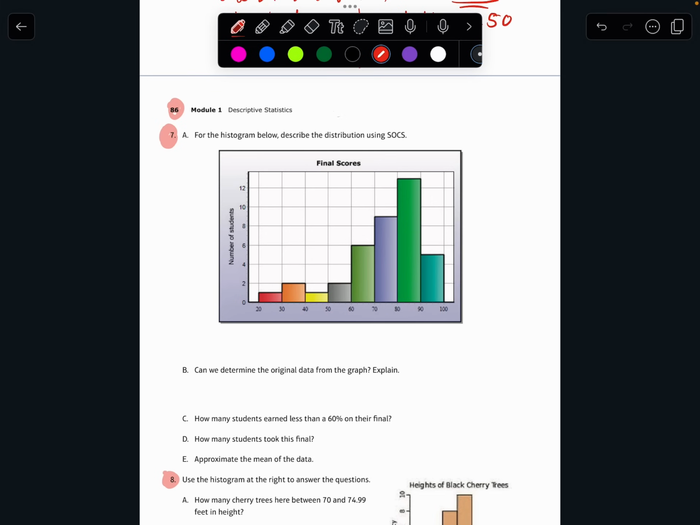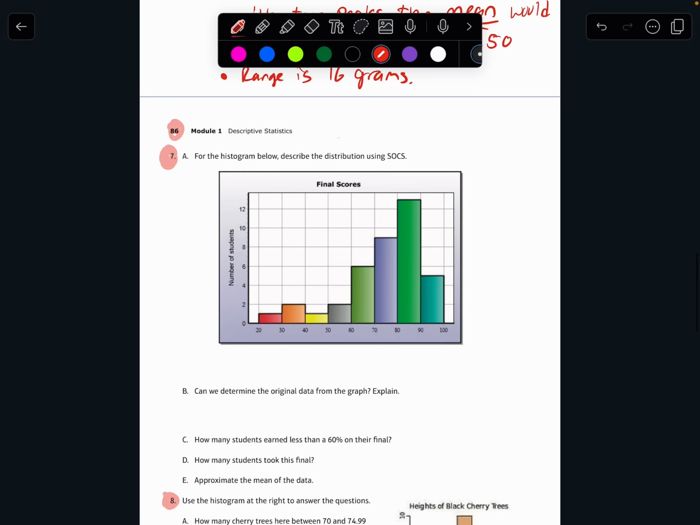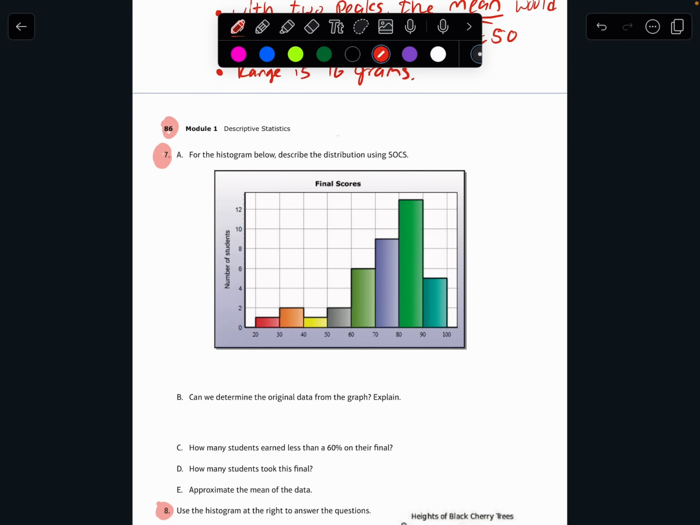So same thing, we're just analyzing the given histogram and learning how to read it. A, for the histogram below, describe the distribution using SOCS. Really quick, I would say this is skewed left. That's my personal opinion because we can see that it kind of starts lowering over here. If we were to pretend there's a ball and it rolls, it's going to roll to the left direction. Outliers? I don't think so. So no outliers. They all seem to be pretty close together.